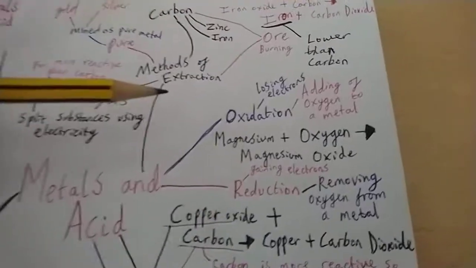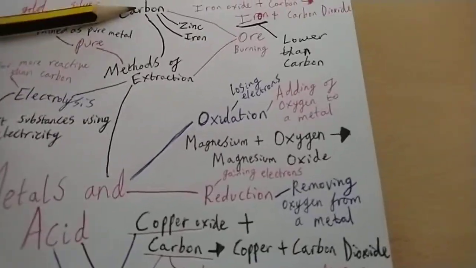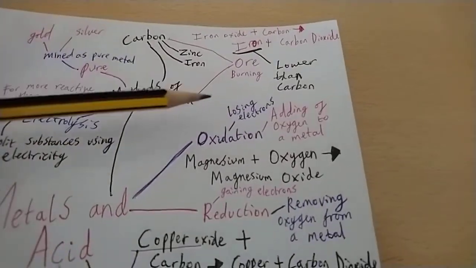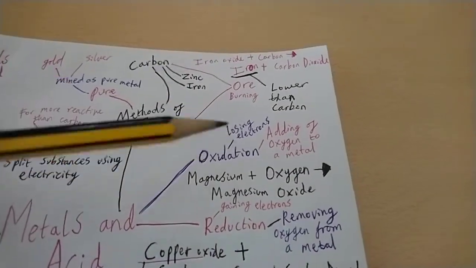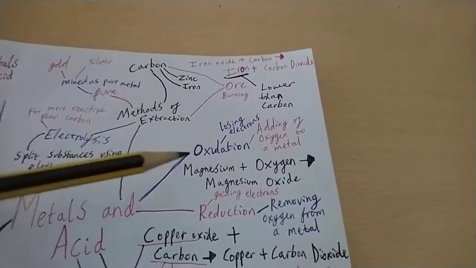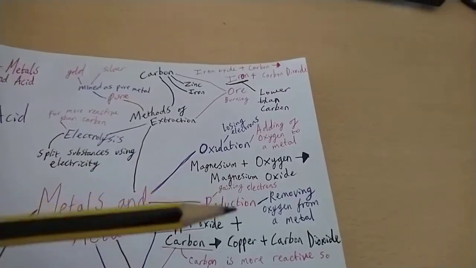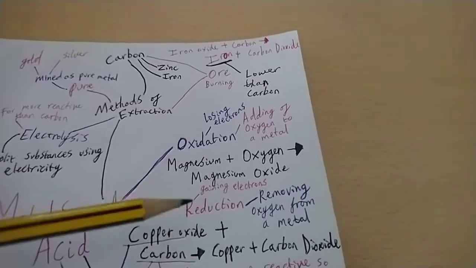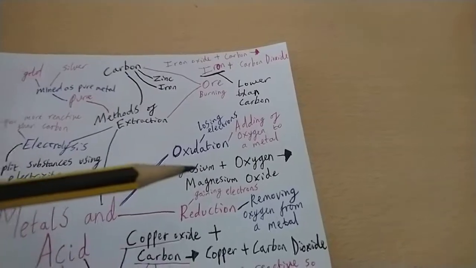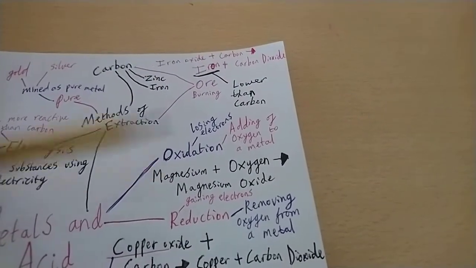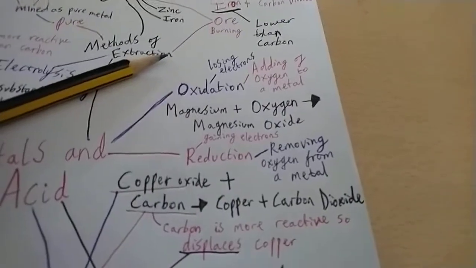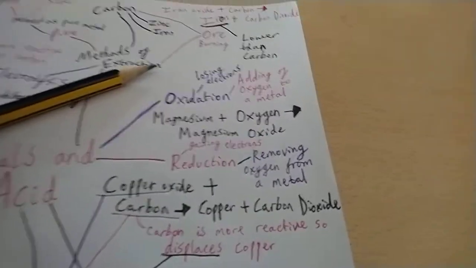So, oxidation and reduction. Oxidation is the losing of electrons, and it happens due to the adding of oxygen to a metal. So if magnesium is combined with oxygen, it makes magnesium oxide. And due to that, electrons are taken away, as the electrons need to form a full outer shell.